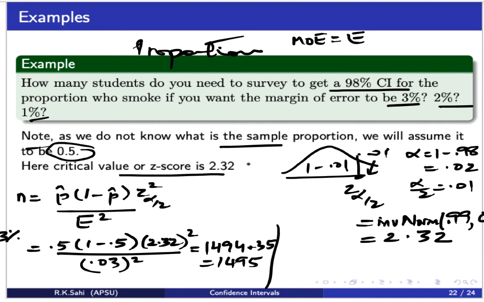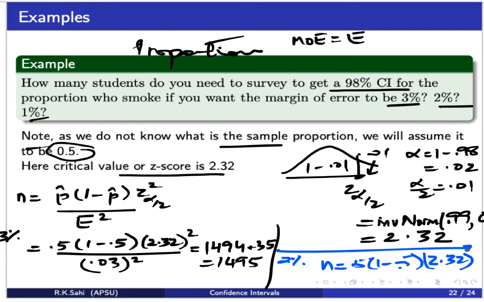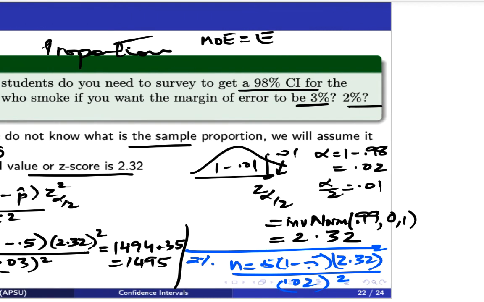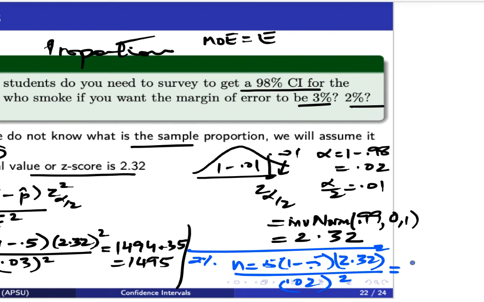Similarly, if you have 2%, so 2% is going to be what? The same numbers. So your n is 0.5, 1 minus 0.5, Z alpha by 2, that is 2.32 squared, and the bottom is going to be 0.02 squared. So when you write down the value, you round up, and you get the answer to be 3364.